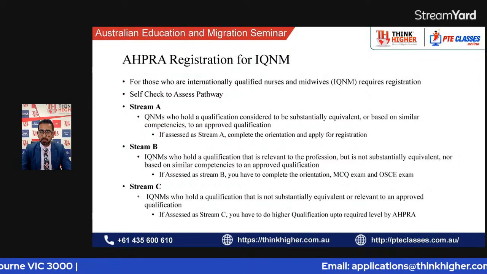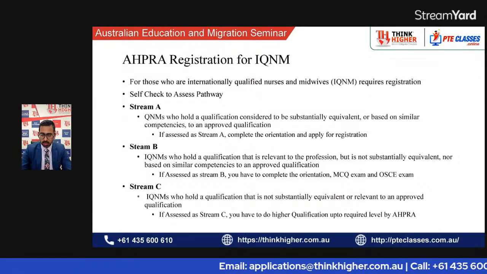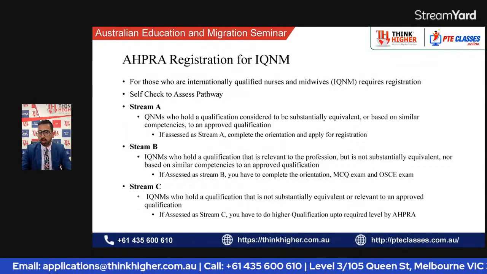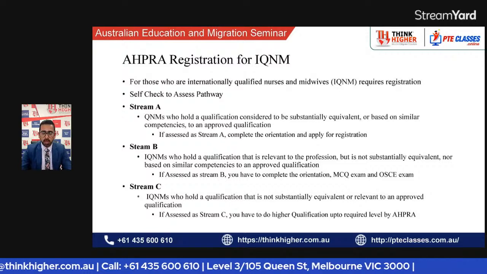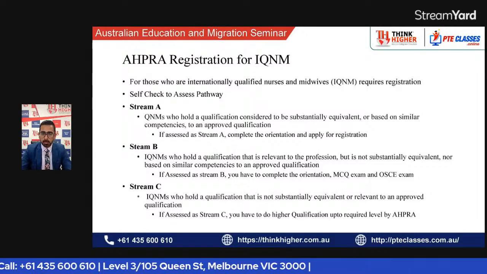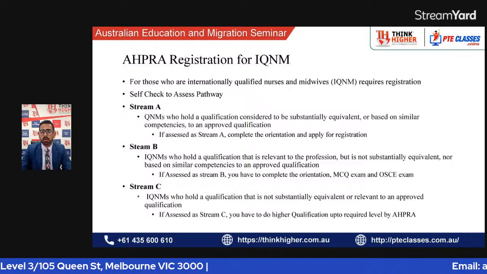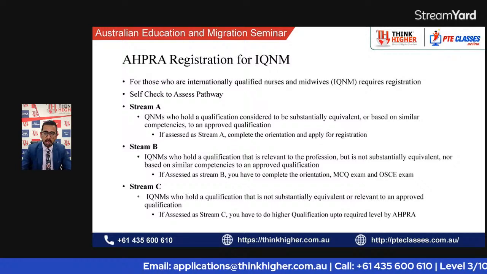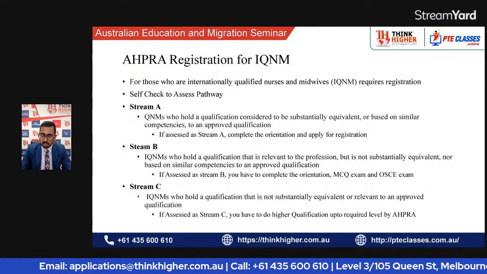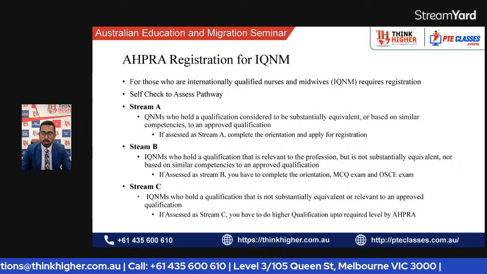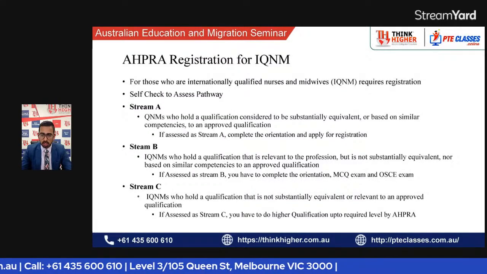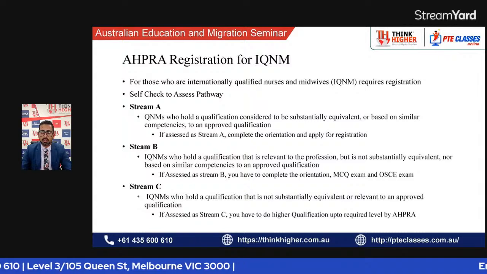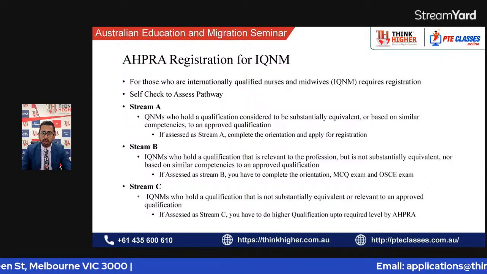Now, AHPRA registration for internationally qualified nurses and midwives, this is the tougher task. For graduates it is quite easier, but for international nurses, there are a couple of steps you need to do. First and foremost is to make an account there and do a self-check. The self-check will allow you to know which pathway you are going for. The self-check is an automated test. They will give you a pathway, whether you're going with stream A, B, or C. Once you know what stream you are after, then you decide to apply for an application.